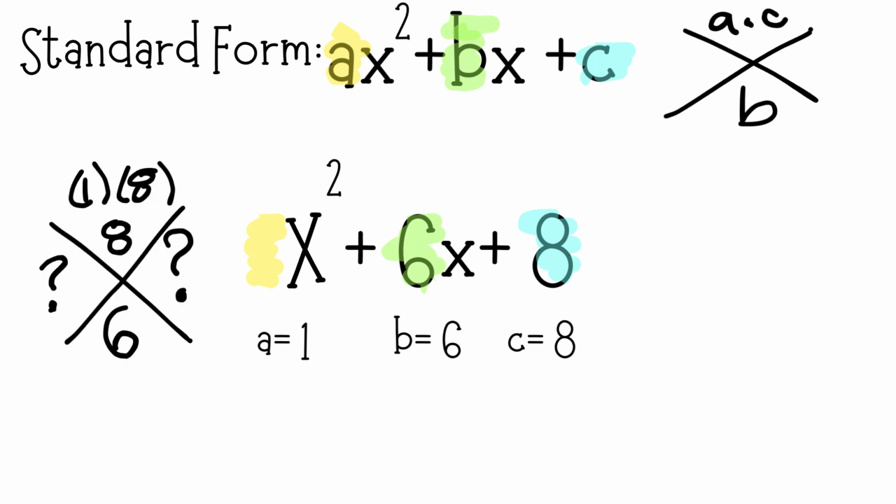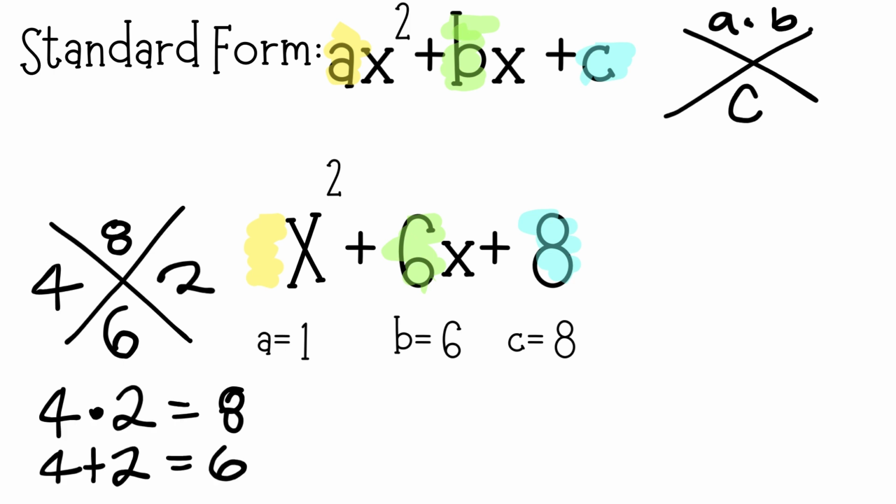If we take a look at our equation and make our X, the product of a times c would be 1 times 8, so 8. And b would be 6, so we need to find two numbers that multiply to 8 and add to 6. These two numbers will be 4 and 2 because 4 times 2 is 8 and 4 plus 2 is 6.